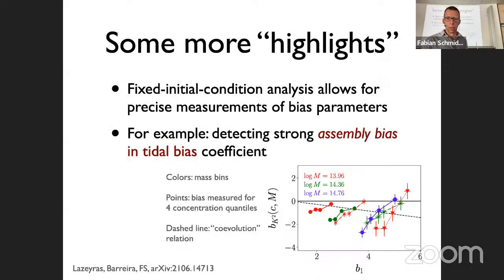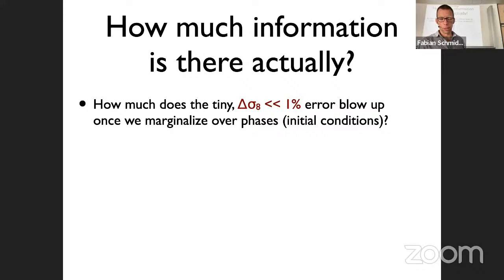Another story is that, instead of doing cosmology, we can also just measure bias coefficients. For people interested in halo formation and models for galaxy clustering that are based on halos, this is quite interesting because halo bias is one of the ingredients that goes in, and we found very strong assembly bias in the tidal bias coefficient, which is also quite interesting. Happy to talk about this more in detail. So I'm almost at the end.